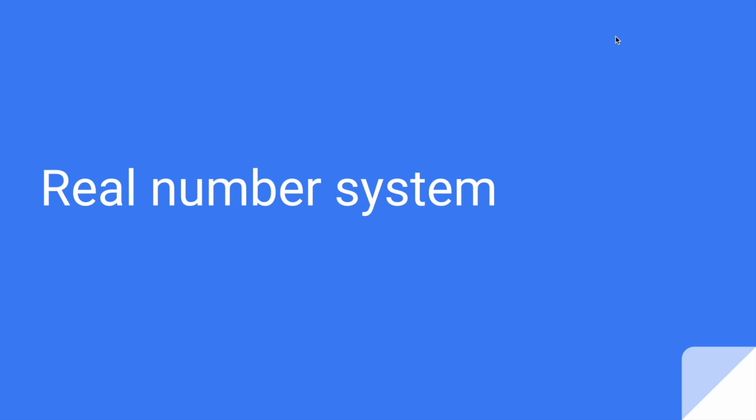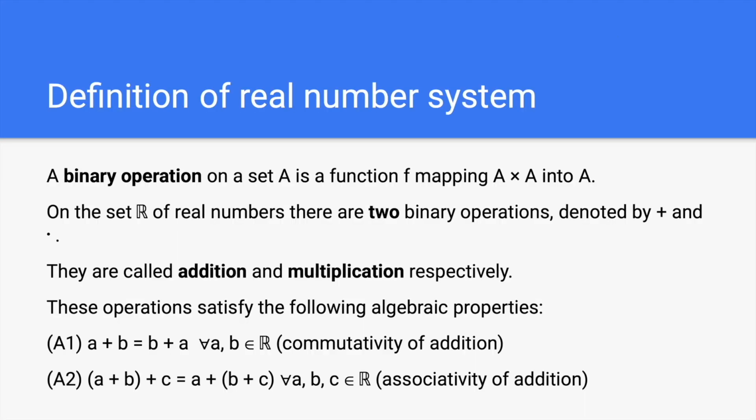Today, let's talk about the real number system. Definition of the real number system. A binary operation on a set A is a function f mapping A times A into A. A times A is a Cartesian product.